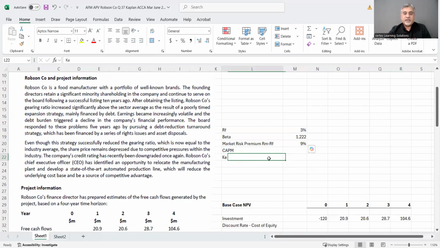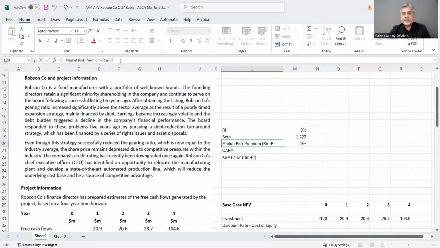The formula for that is actually RF plus beta multiplied by RM minus RF. So this RM minus RF is the market risk premium. 9% is not RM. 9% is already RM minus RF. RM actually is 12%. Market return is 12%. When they say market risk premium, it means that you have already calculated RM minus RF. So how do I calculate my cost of equity? It is 3% plus beta into this one.